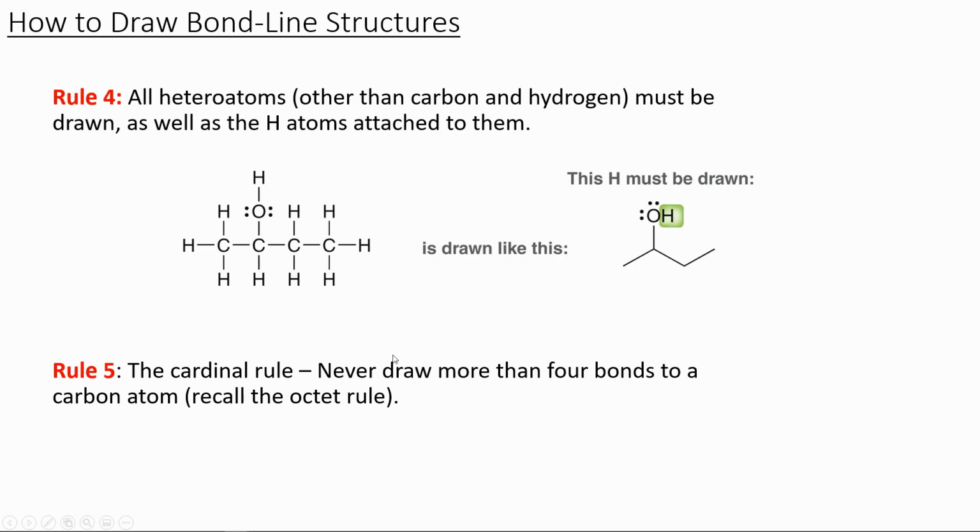And the cardinal rule, the most important rule, the rule that will help you to double check that your structures are correct, is that carbon is never bonded to more than 4 atoms. So never draw a carbon with more than 4 atoms, and this follows the octet rule.